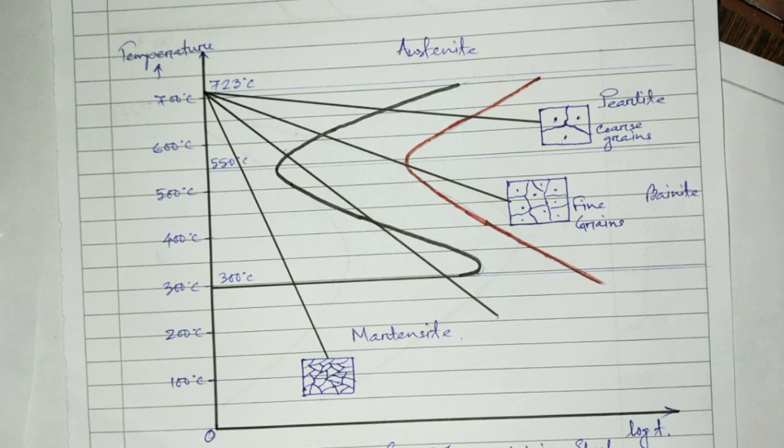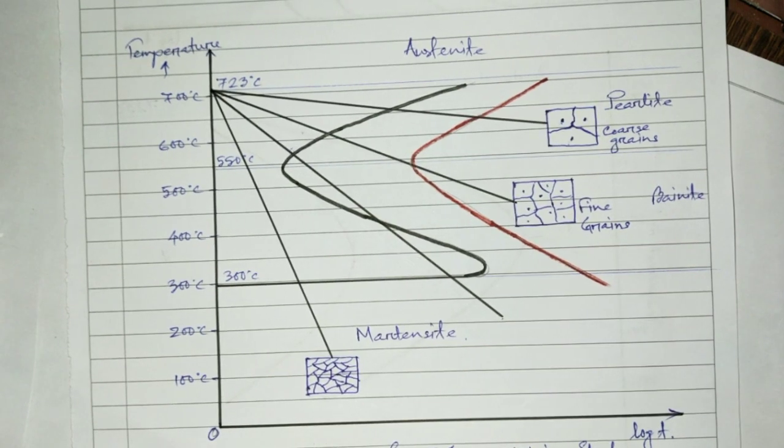So far we have studied phase transformation and how it takes place, and we have learned about the TTT diagram. The next topic of our discussion will be heat tempering, which is very important when we consider the application part.